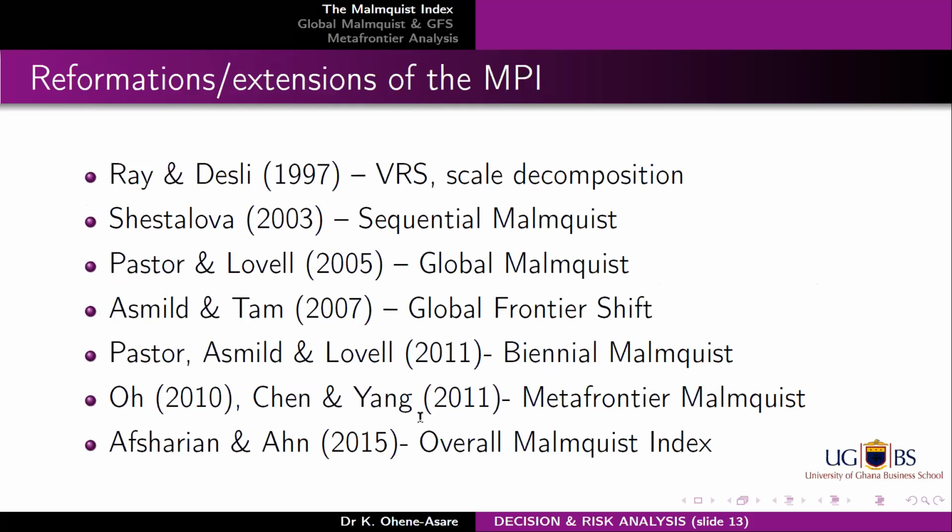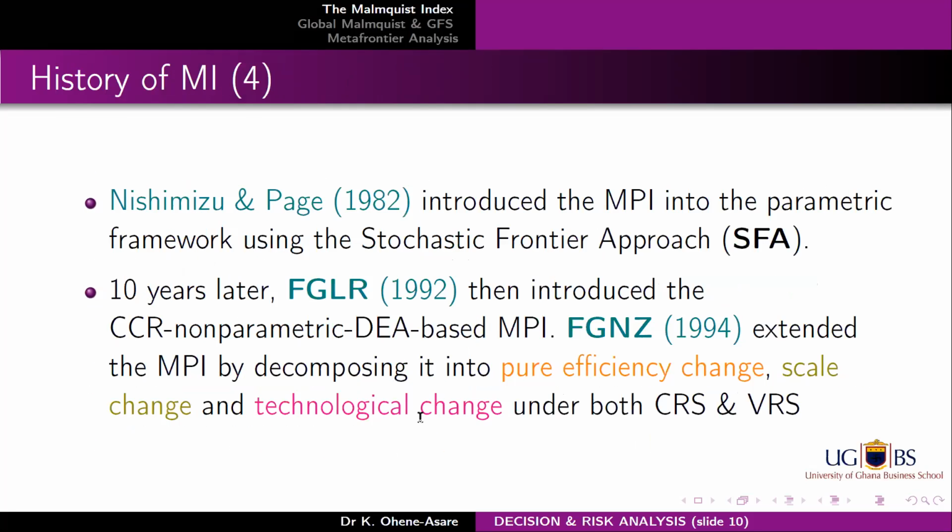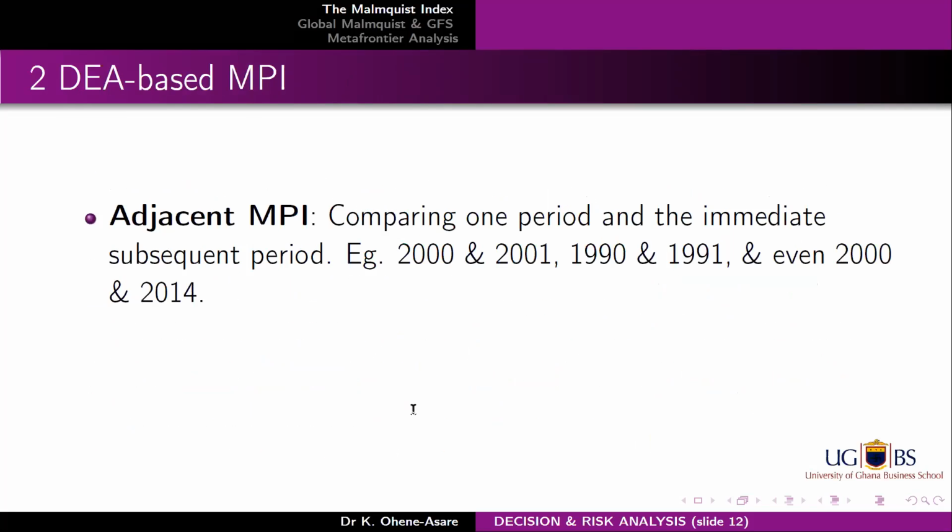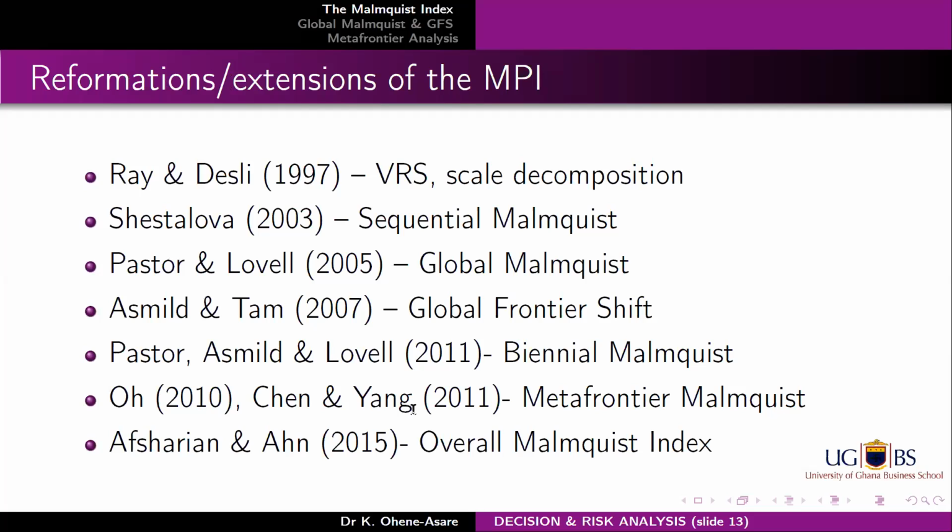These are the different extensions of the Malmquist. Ray and Desley, again in American Economic Review, added a scale decomposition. Remember, I told you that these guys, if you look at them carefully, here, they did pure efficiency change, scale change, technological change. But Ray and Desley came and indicated that that scale part is not that nice. So they adjusted it a little bit.